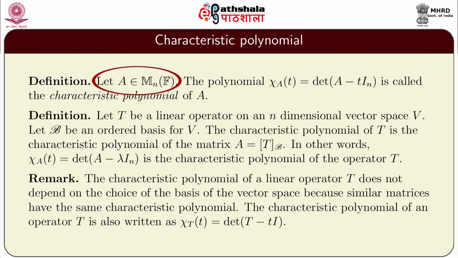So, let A be an n cross n matrix over a field F. Look at the determinant of the matrix A minus T In, where In is the n cross n identity matrix and T is being treated as an indeterminate. Then the determinant of A minus T In is going to be a polynomial in T with coefficients from F, and that polynomial is usually denoted by the symbol chi A of T, and it is called the characteristic polynomial of A.